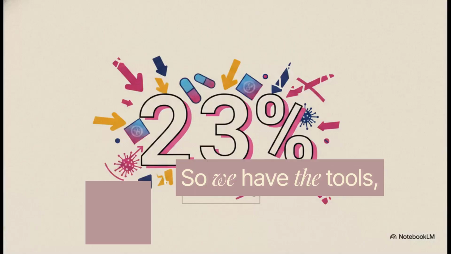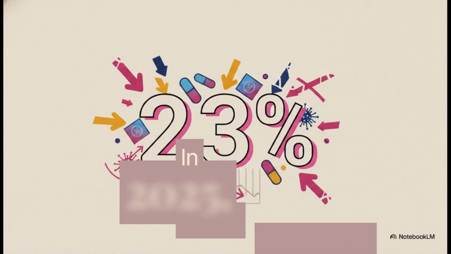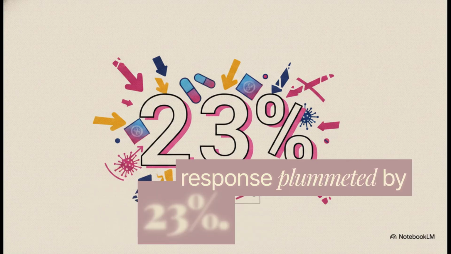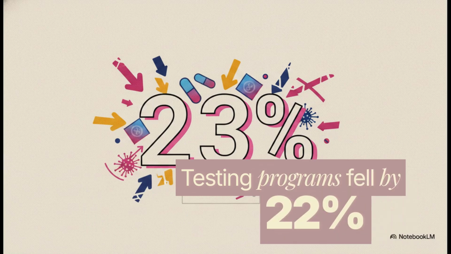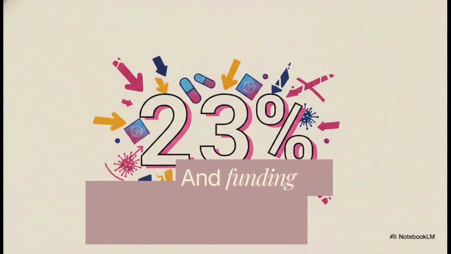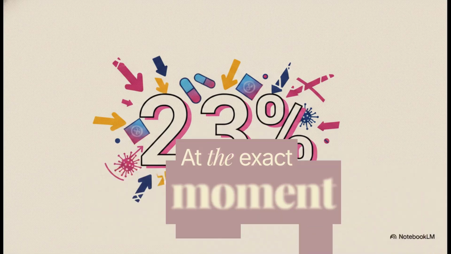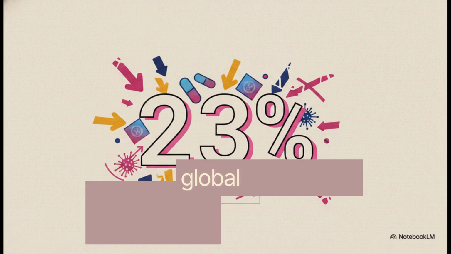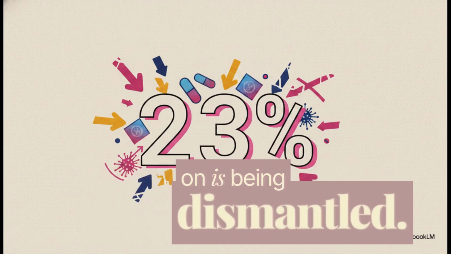So, we have the tools, we know how to stop it, yet we're actually at a really perilous moment. In 2025, global development assistance for the HIV response plummeted by 23%. That is the sharpest drop on record. Testing programs fell by 22% in high-burden areas, and funding for prevention stuff like PrEP and condoms dropped sharply too. At the exact moment when we have these revolutionary long-acting prevention tools hitting the market, the global funding that highly burdened low-income countries desperately rely on is being dismantled.